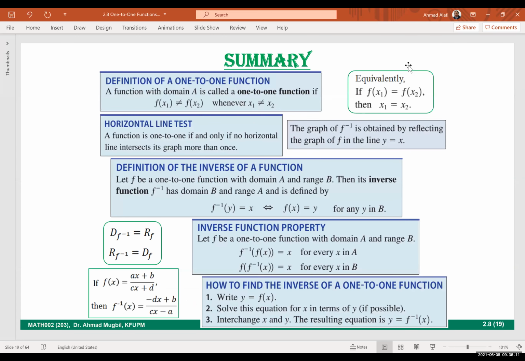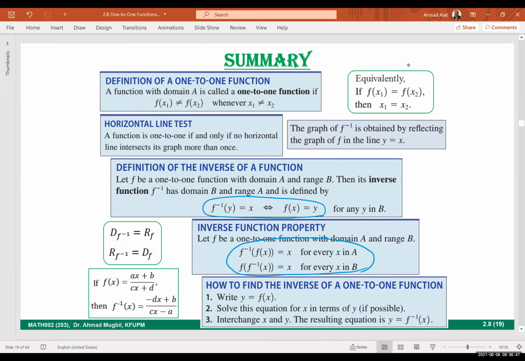This is the summary of this section, shabab. This is about one-to-one, the definition of a one-to-one function, the horizontal line test for one-to-one, and the definition of the inverse. This is the most important part in the definition. What is the meaning of f inverse of y equals x? It means that y equals f of x. The domain of the inverse is the range of the function, and the range of the inverse is the domain of the function.